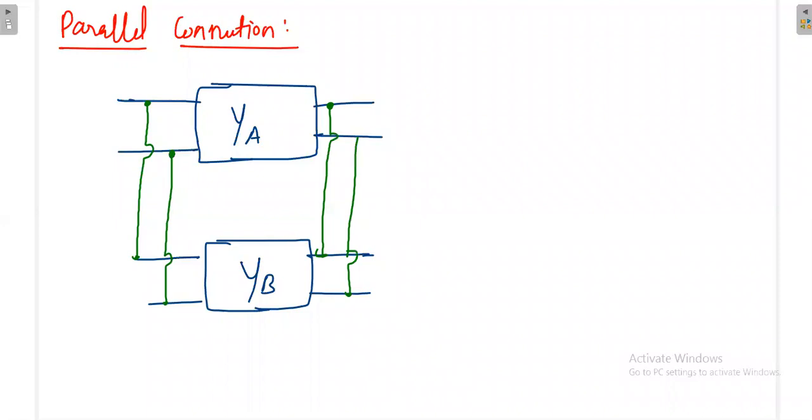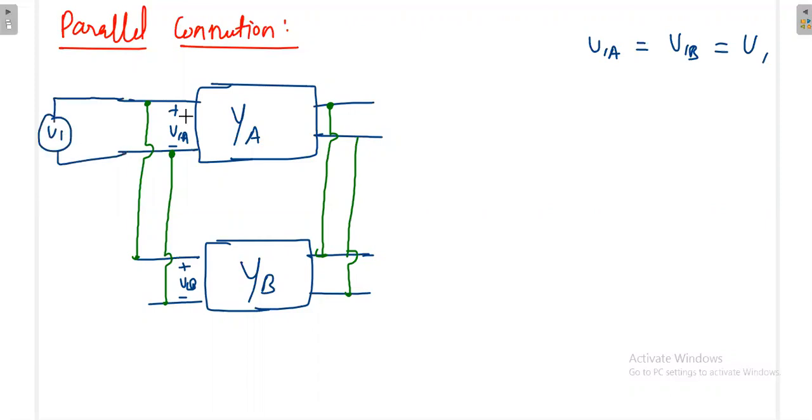Then what about the current? See what I am telling, whenever this is V1A and this is V1B, they are the same. V1A is equal to V1B, that is also the same as V1. For example, if you are applying some V1 here, the same V1 will be applied here, the same voltage as V1B.